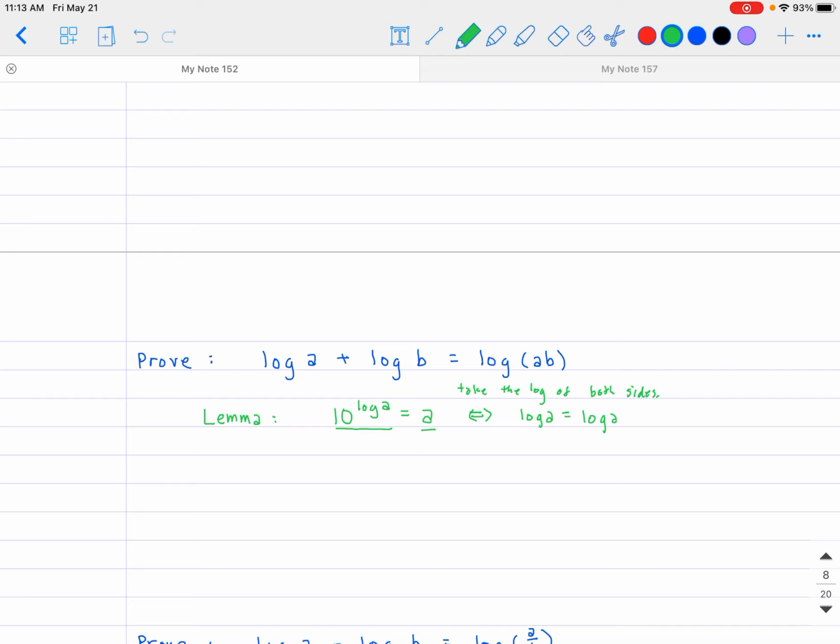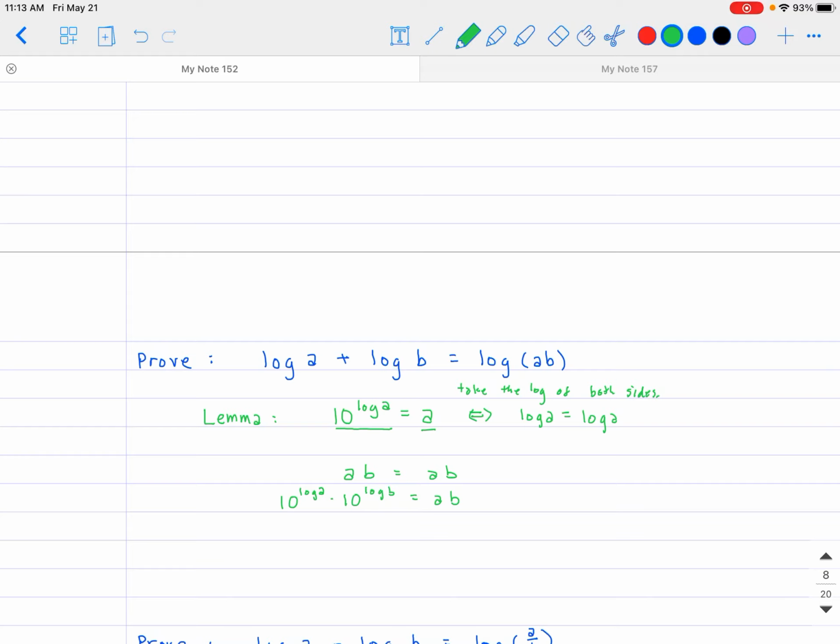Okay, so here is what I'm going to do then. I'm going to go ahead and say a times b is equal to a times b. So that's pretty straightforward. That's just the reflexive property, right? Now, according to the lemma that I just gave you, 10 to the log of a multiplied by 10 to the log of b is equal to a times b, because I'm replacing a with 10 to the log of a and b with 10 to the log of b. So just using that lemma.